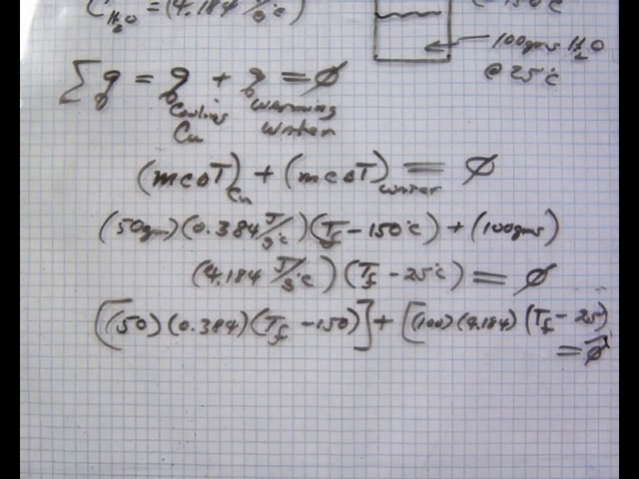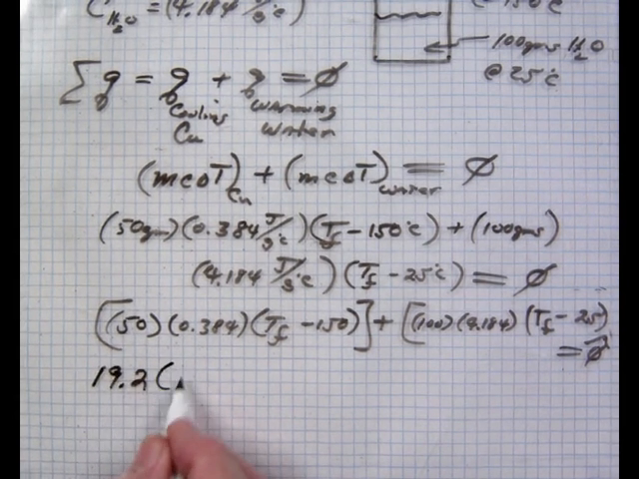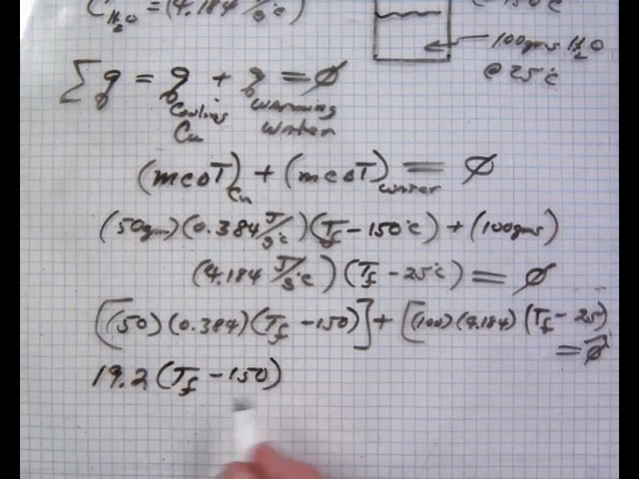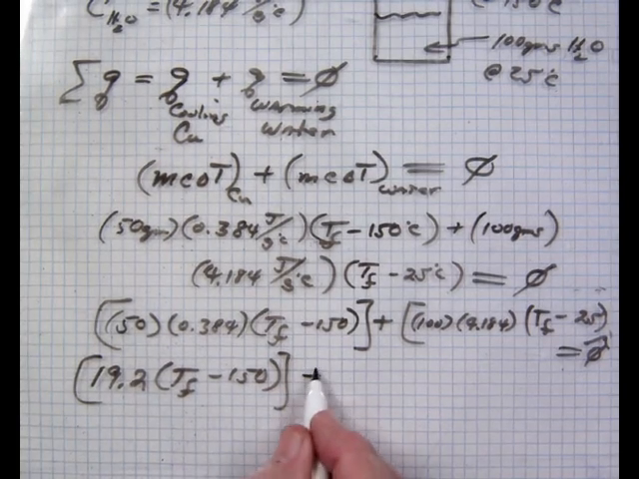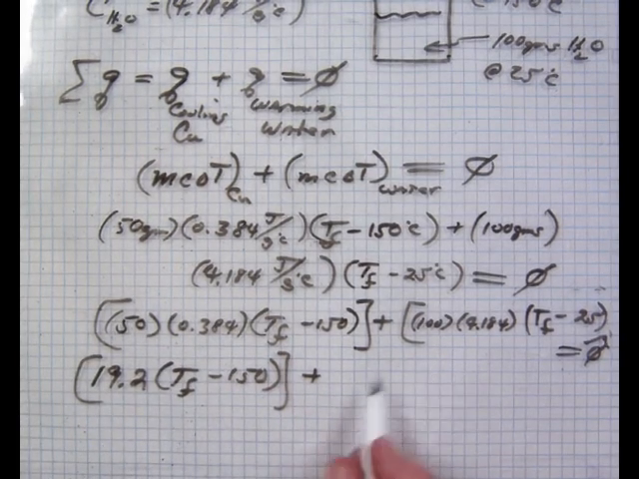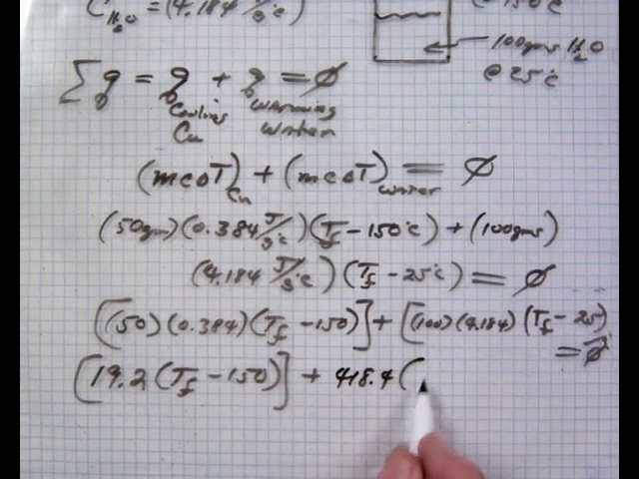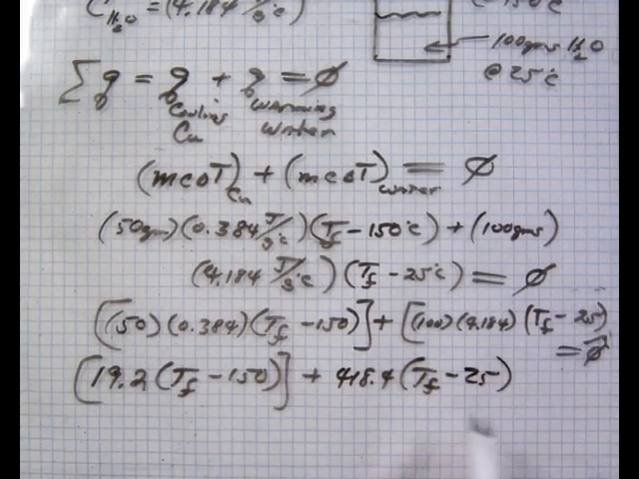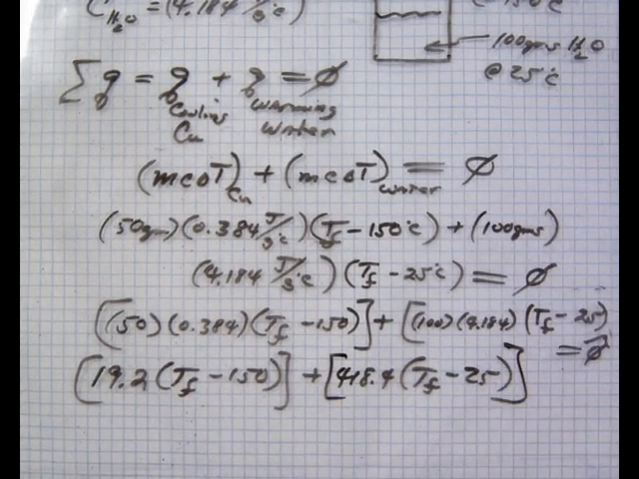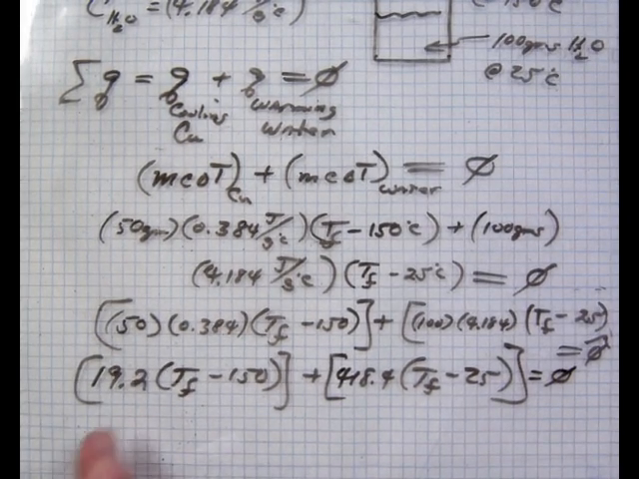So now it's a little easier to manipulate the numbers. Let's do this as 0.384 times 50, and taking it part at a time, that's 19.2 times TF minus 150. That's that part, plus 418.4 TF minus 25. That's that one, and all that is equal to 0. Then we can distribute and then solve for the unknown.